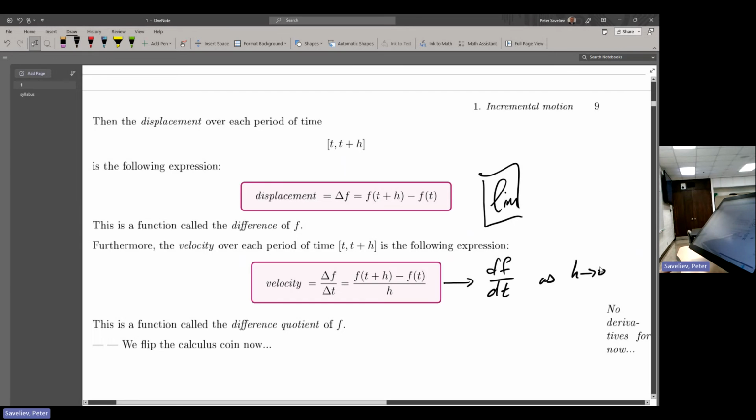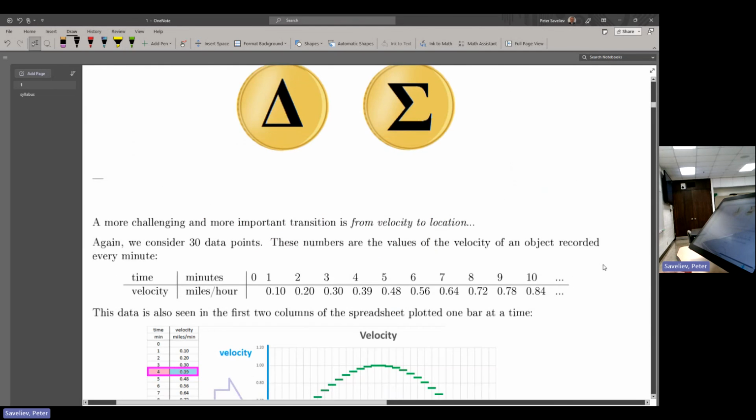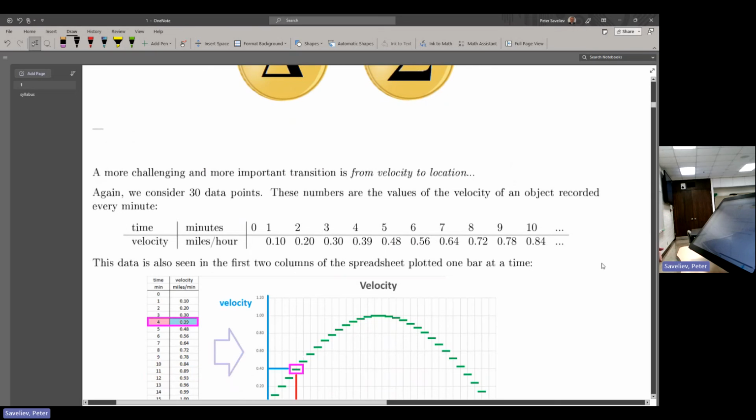Calculus is a coin. On one side we have differentiation, on the other side we have integration. We're doing neither one of those. We're still doing the stuff that is entirely incremental, but nonetheless, these are the two sides of the coin. So a different problem now: we know the velocity and we want to find the location.